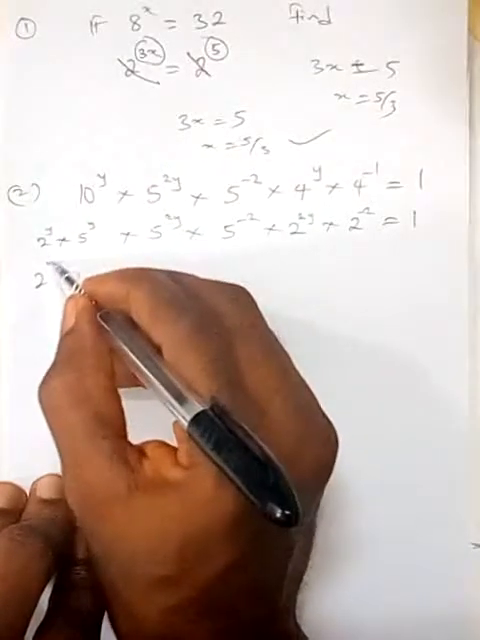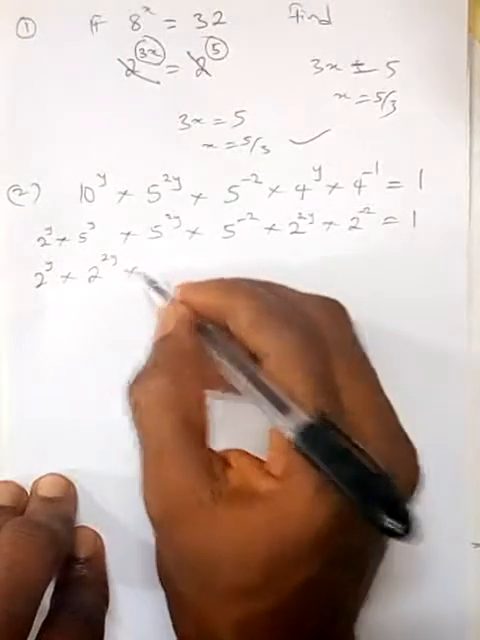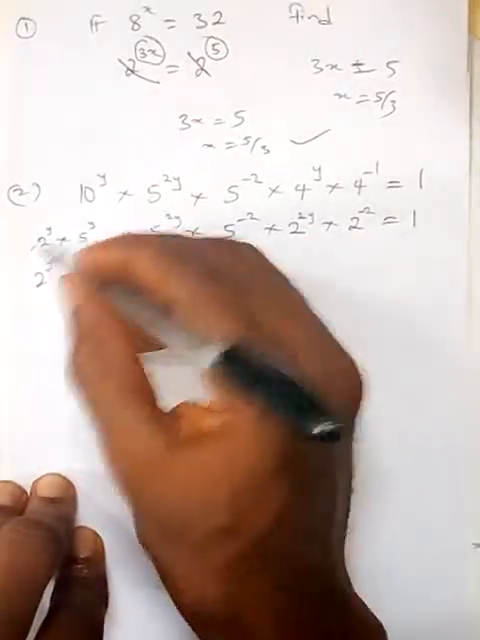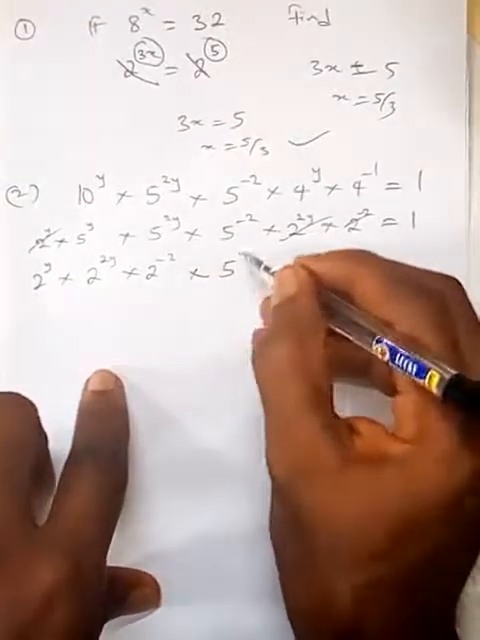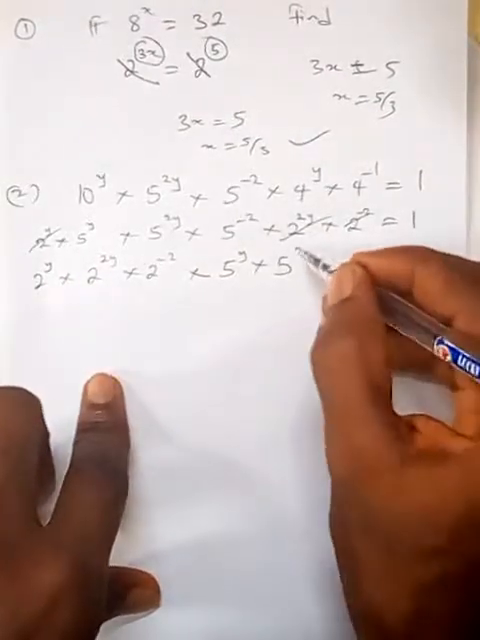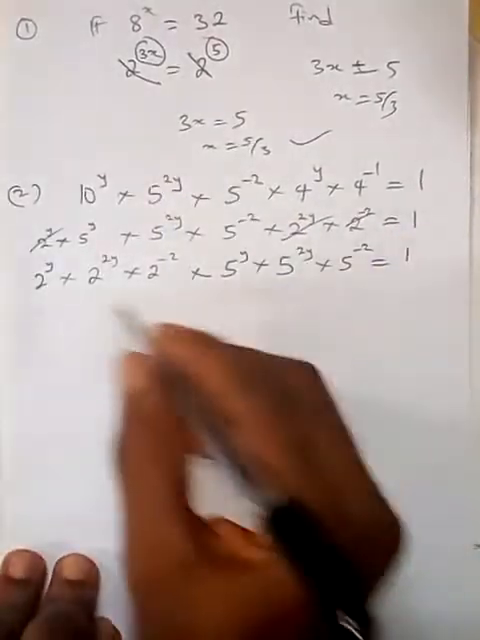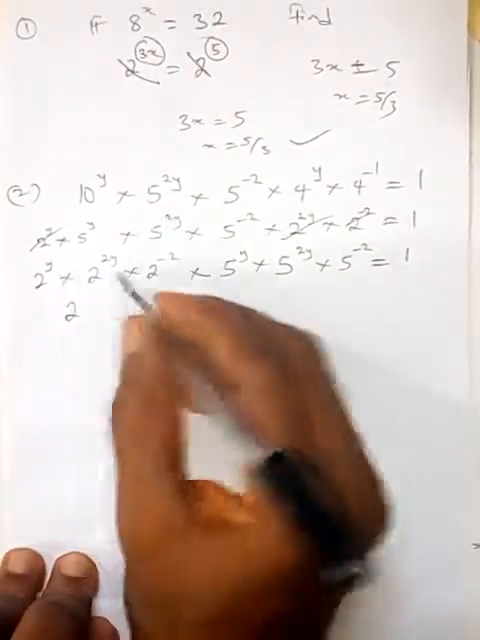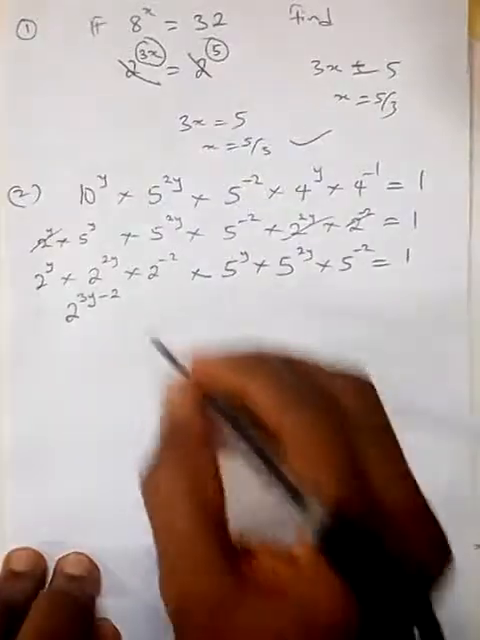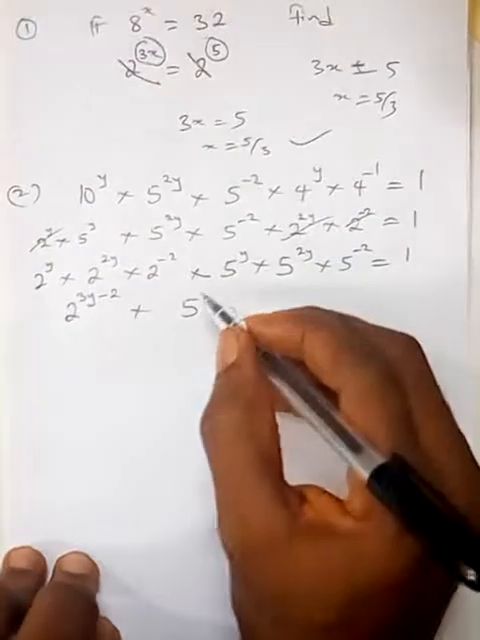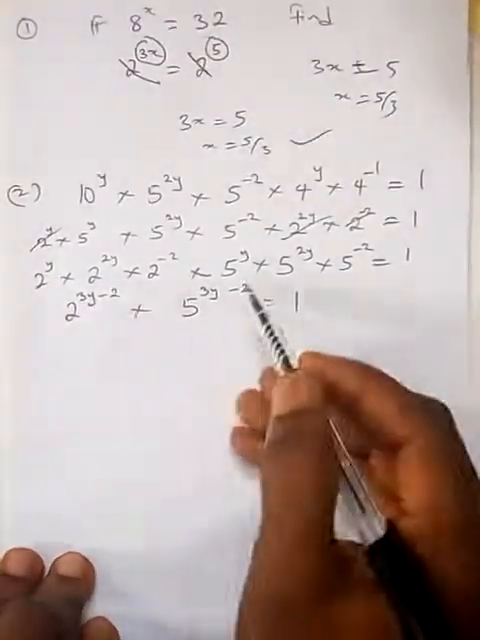2 raised to the power y times 2 raised to the power 2y times 2 raised to the power minus 2, which is this, and this. Then take the 5 raised to the power y times 5 raised to the power 2y times 5 raised to the power minus 2 is equal to 1. Okay, we'll take one base and add the powers. This is 2 raised to the power 3y minus 2, then times 5 raised to the power 3y minus 2. Wow, you can see the powers here are the same.